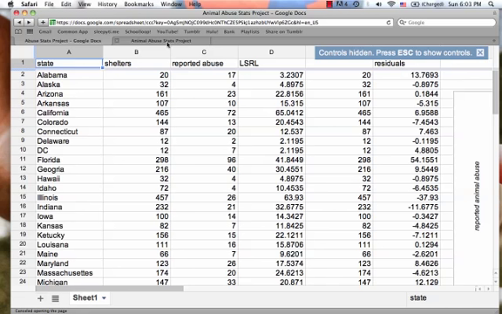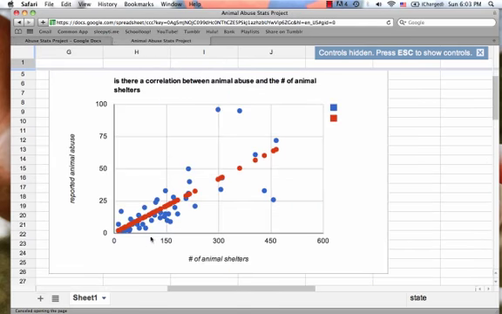We wanted to know if there was a correlation between the number of animal shelters in each state and the reported animal abuses in 2010. We had collected our data from 2 websites. After we collected the data, we put the data into a spreadsheet and created a graph. The graph appeared positive with a fairly strong linear shape, as displayed on this graph.